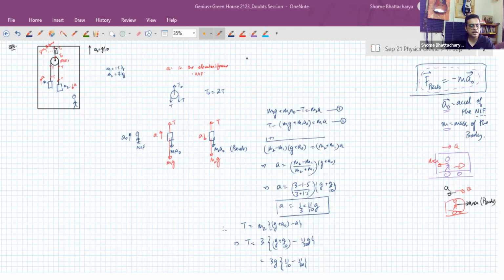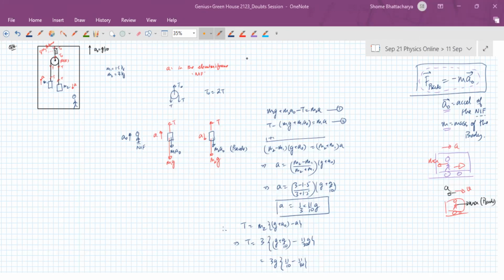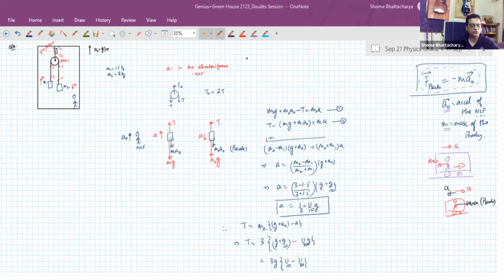But the difference is that had this lift been stationary or even moving with uniform velocity, then there would be only M1G and M2G acting downwards on the blocks. But now along with that, there is pseudo force. So because the lift is accelerating upwards, the effective weight of these blocks becomes more. Instead of just M1G and M2G, it becomes M1 into G plus A naught and M2 into G plus A naught.